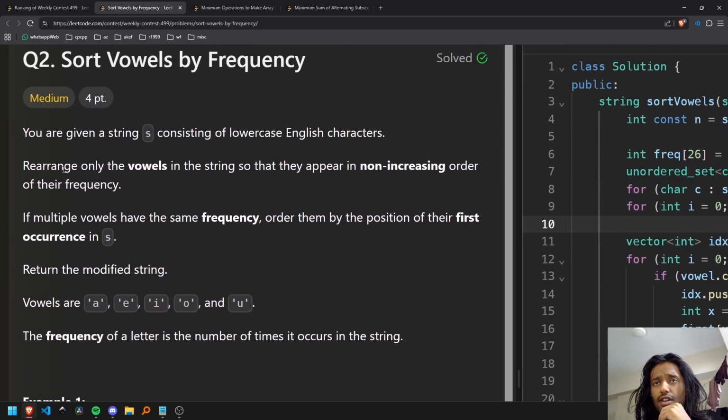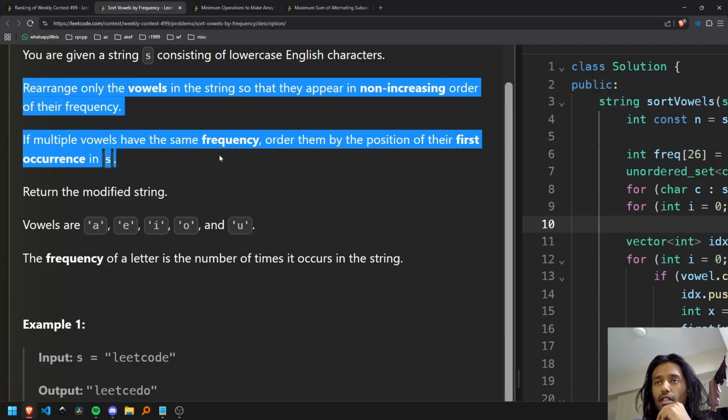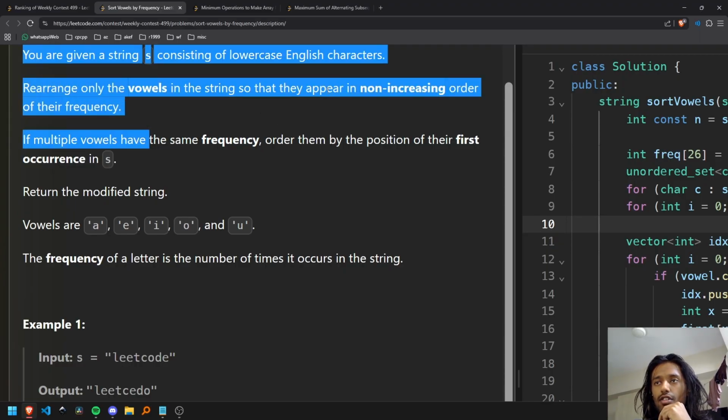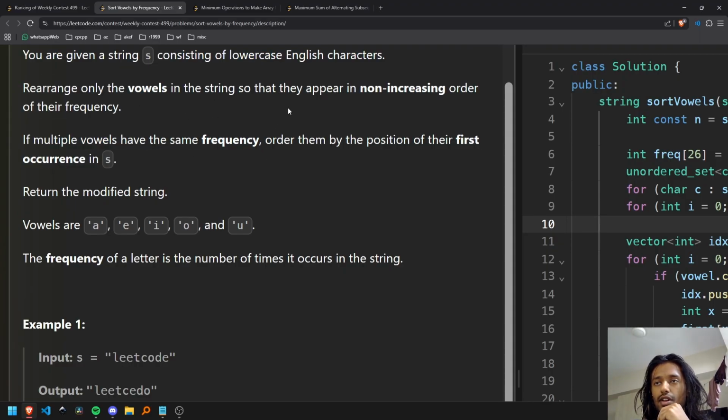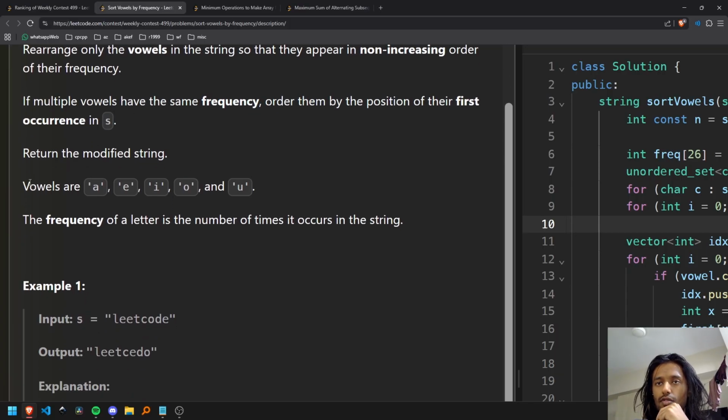In Q2 we are given a string with lowercase English characters, and we had to rearrange only the vowels such that they appear in non-increasing order of frequency, which means the vowel with the greatest frequency appears first, then the next greatest and so on. But if they have the same frequency, then we order them by their first appearance. So obviously these are the vowels.